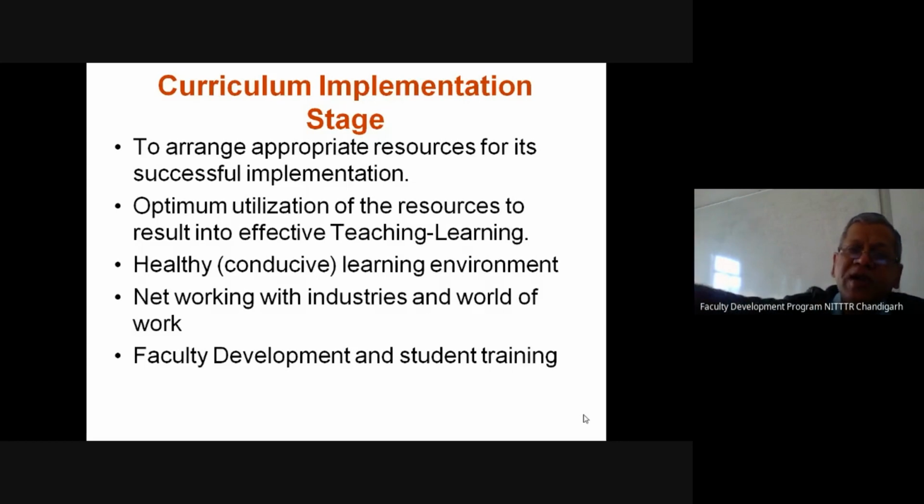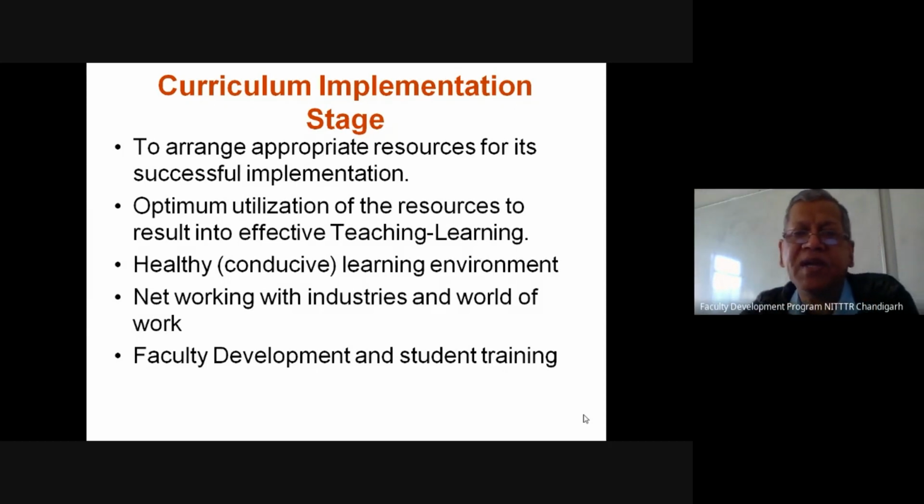Subsequently, when we hand over the curriculum document to our client, it can be a state board, it can be UGC, it can be the All India Council for Technical Education. Now it is their duty and responsibility to get the curriculum implemented at national level or at state level. Or if there is a request from a private institute, one private engineering college, then the management of that college is responsible for implementing the curriculum.